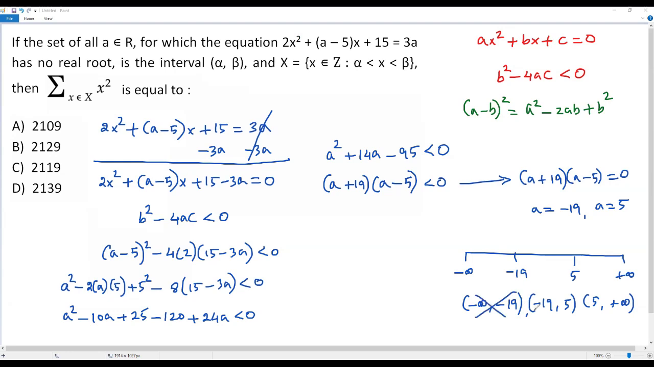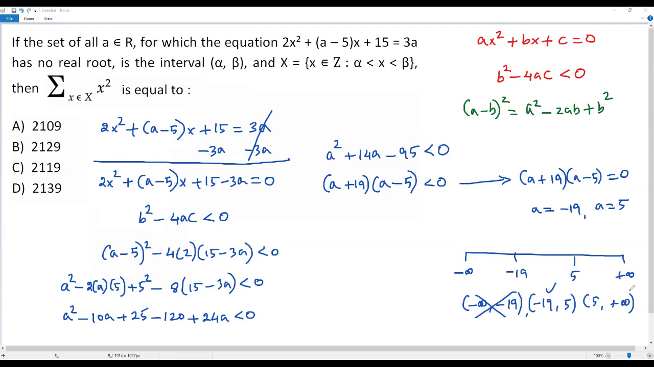Now let me consider the second interval, that is negative 19 comma 5. We can choose a random value between negative 19 and 5. It's obviously 0. We can plug in 0 for a over here. When I do so, I'm getting positive 19 over here. When I plug in 0 for a over here, I'm getting negative 5 less than 0. When I multiply a positive value and a negative value, I'm getting a negative value. A negative value less than 0 is true. So the second interval, negative 19 comma 5, satisfies the inequality.